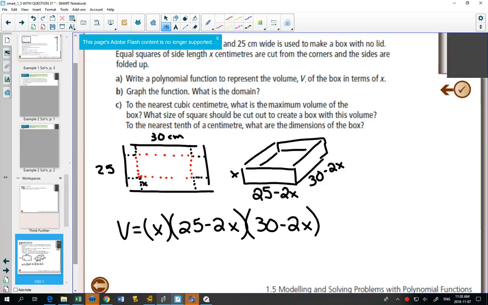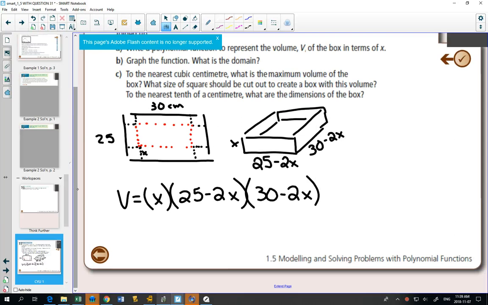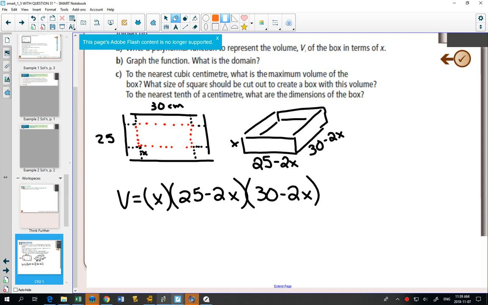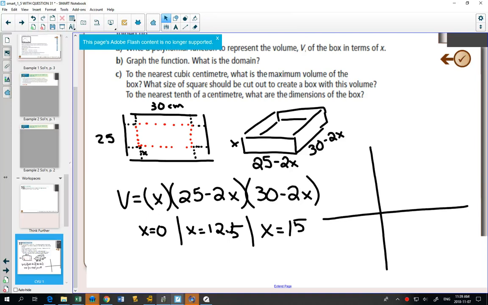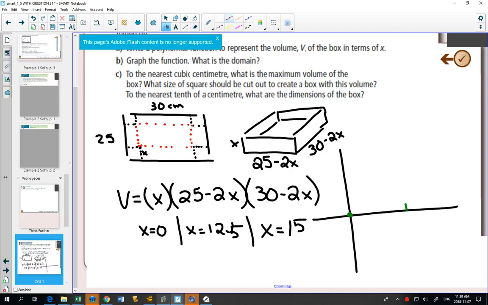And then part B, let's graph this, and then let's talk about the domain. Well, in order to graph it, it's going to be useful to find our x-intercepts. Can you see that if you made it equal to 0, your x-intercepts are 0, 12.5, and 15? And so if I draw my axes here, I'm going to have one at 0, one at 12.5, and one at 15.